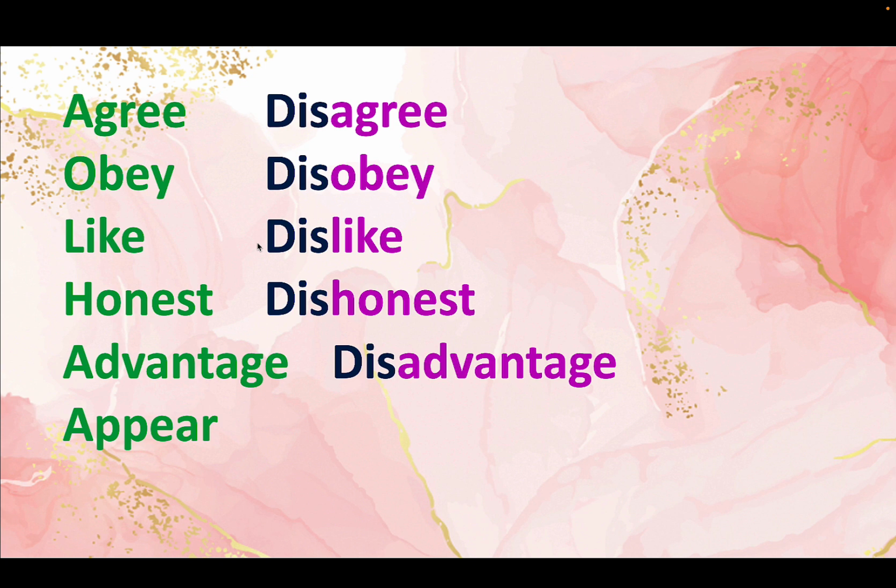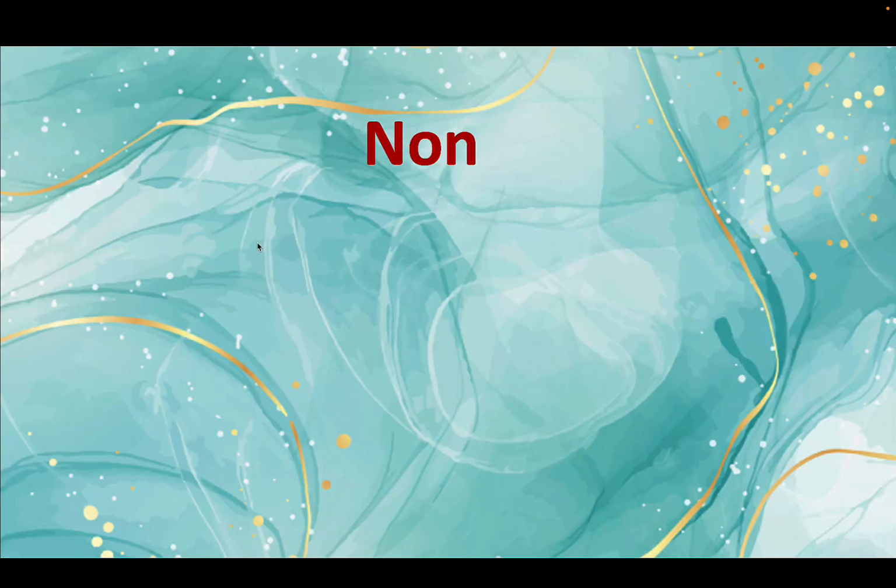Appear. Something just shows up out of nowhere. It appears. But then, if it goes away suddenly, we say that it disappears. Disappears. Let's take a look at the prefix non.